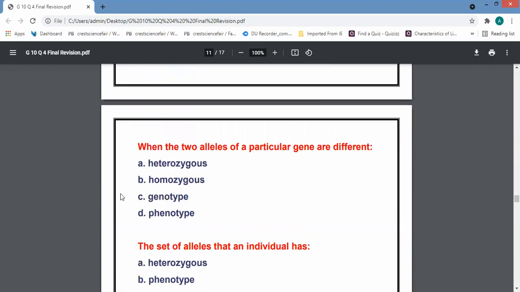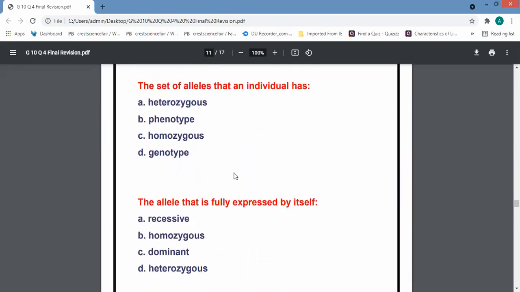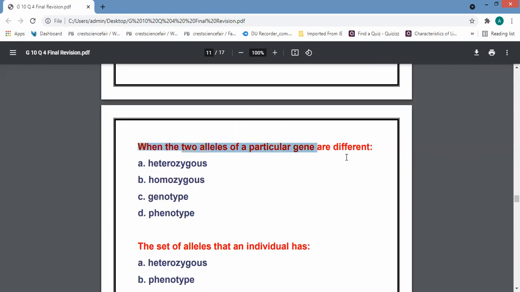When the two alleles of a particular gene are different. Again, homozygous? Homo, homozygous. Heterozygous. Hetero, because they are different. The answer to this question is heterozygous.